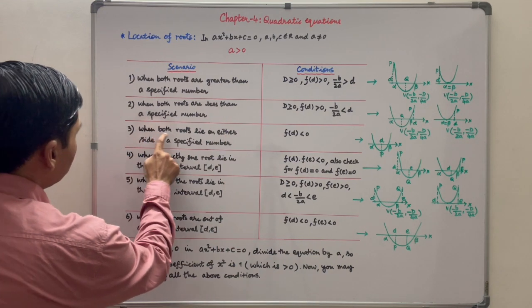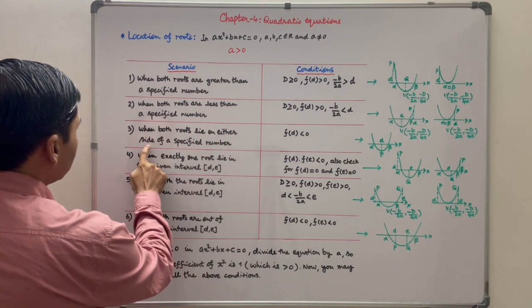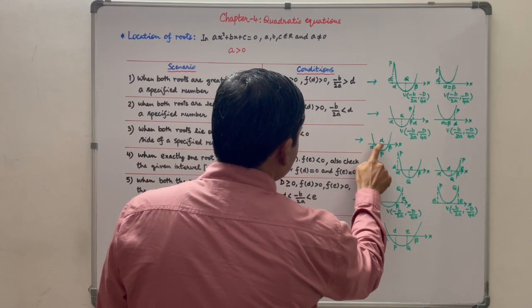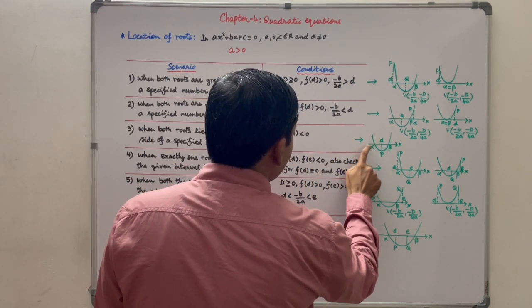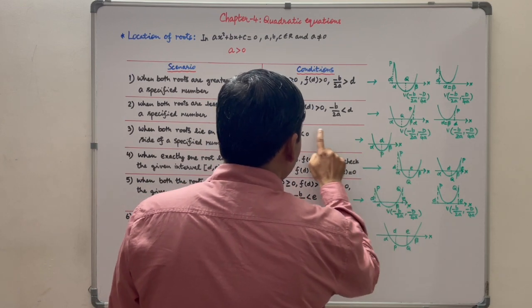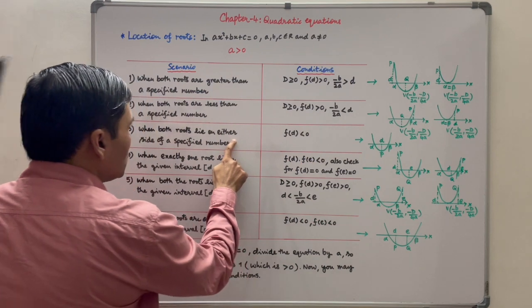Scenario 3. When both roots lie on either side of a specified number. Suppose the specified number is d. So d lies between roots alpha and beta. So Fd is less than 0 is the only condition in this scenario.